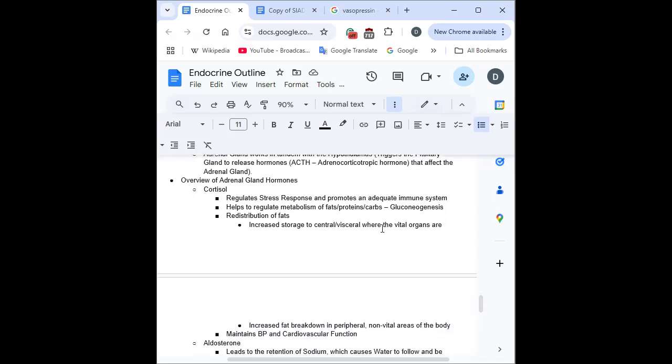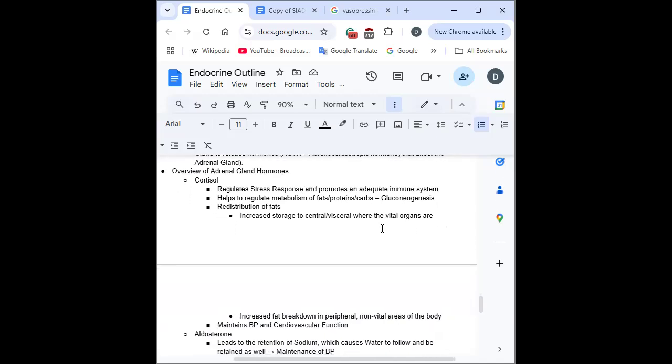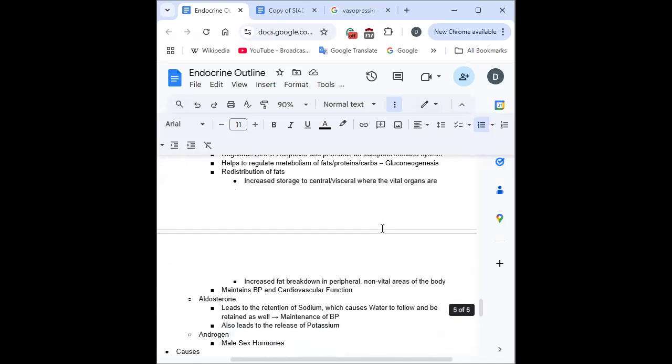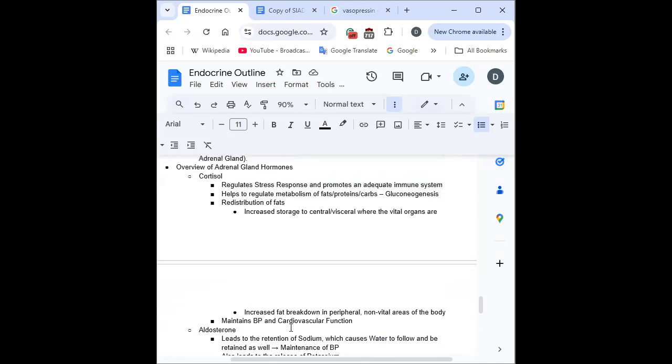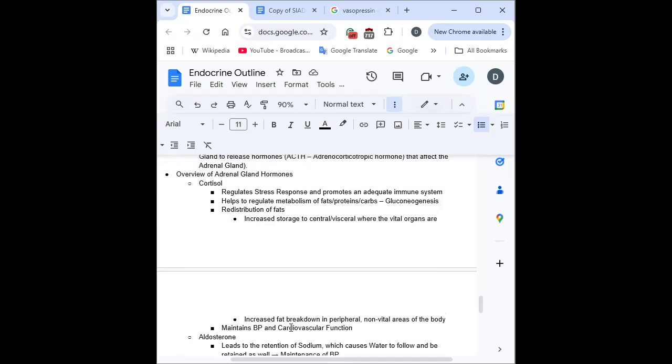Here I have the overview of the different hormones. Your adrenal glands make cortisol and aldosterone, which we should be pretty familiar with at this point. The moon phase is one of the potential signs of it. Your cortisol, again, is your stress, fight or flight hormone. It does a few other things as well, so that might help you think about some of the assessment findings for it.